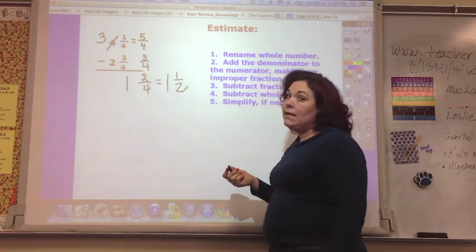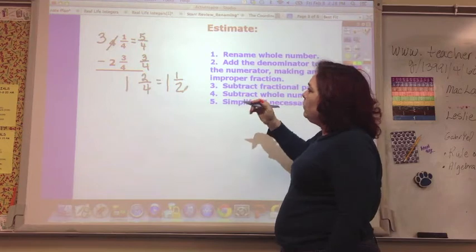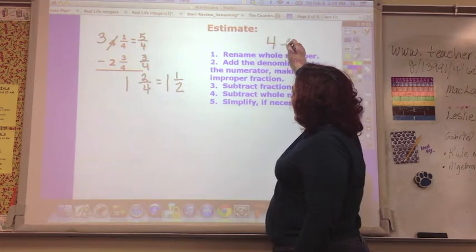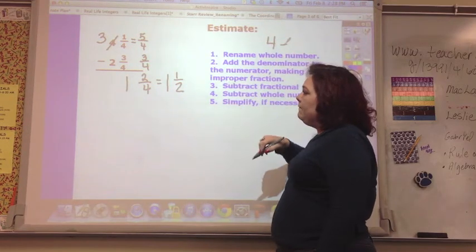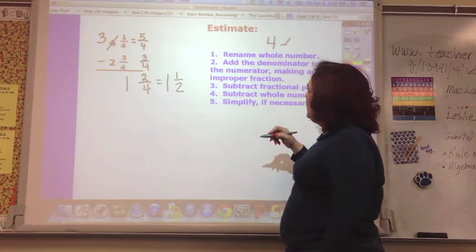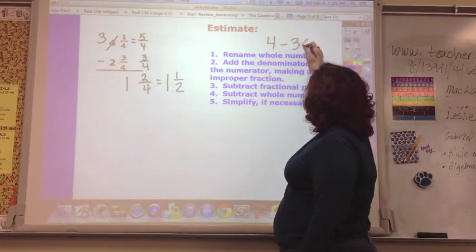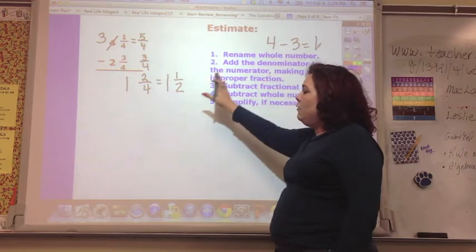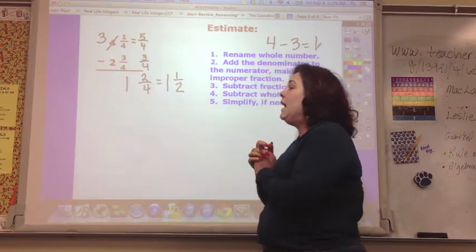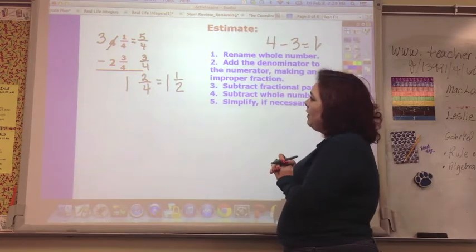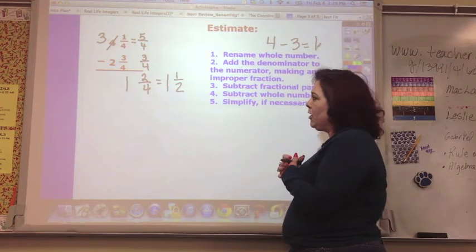Now I should have estimated. I should have said 4 and 1/4 goes to 4. And 2 and 3/4 is almost 3. So 4 minus 3 equals 1. So 1, 1.5, pretty close together. So at least I would know that I'm in the right ballpark.